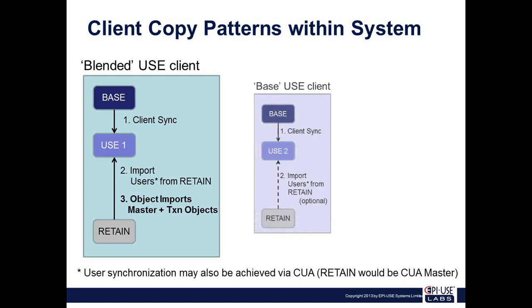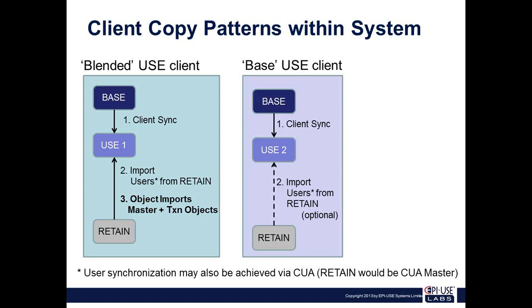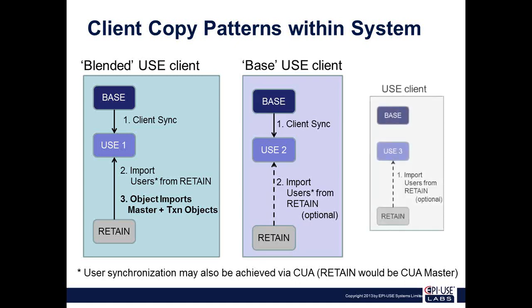The base use client is basically a copy from the base client where you can use, and optionally you might import data for the retain or not. And finally, the usage client, where we just copy from the retain client into a use client for you to be able to make changes. And we're actually not leveraging the base client at all. But these 3 patterns will cover pretty much most of the scenarios, if not all the scenarios that you need in terms of having data in a client that would be usable for your constituents.